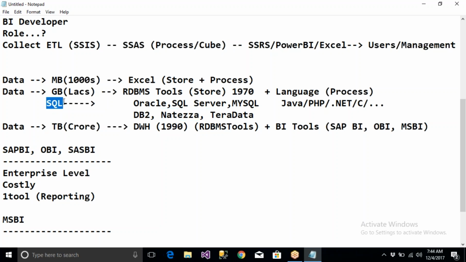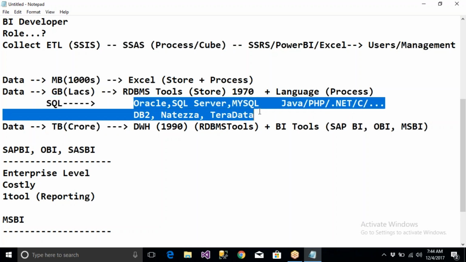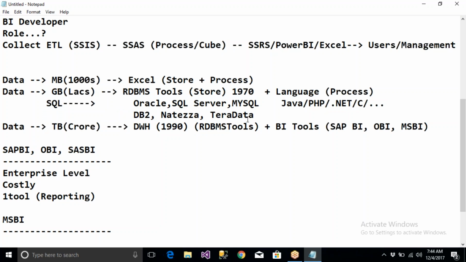If somebody asks you, do you know SQL? The understanding is, do you know any of these tools? If you know Teradata, you can say, I know SQL. If you know Oracle, yes, you can say SQL. If you know SQL Server, yes, you can say SQL. So SQL is a generic word. If somebody asks you, do you have a bike? The bike could be anything, any manufacturer. If they're asking, do you have a Honda bike, then they're asking specifically about Honda.